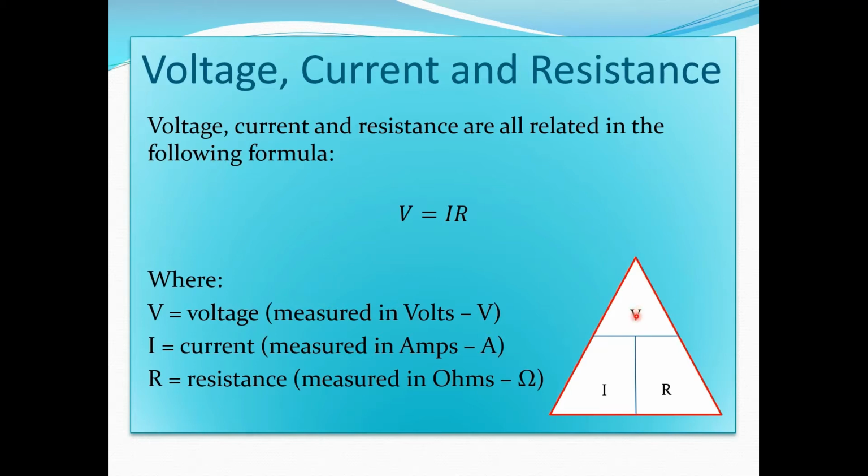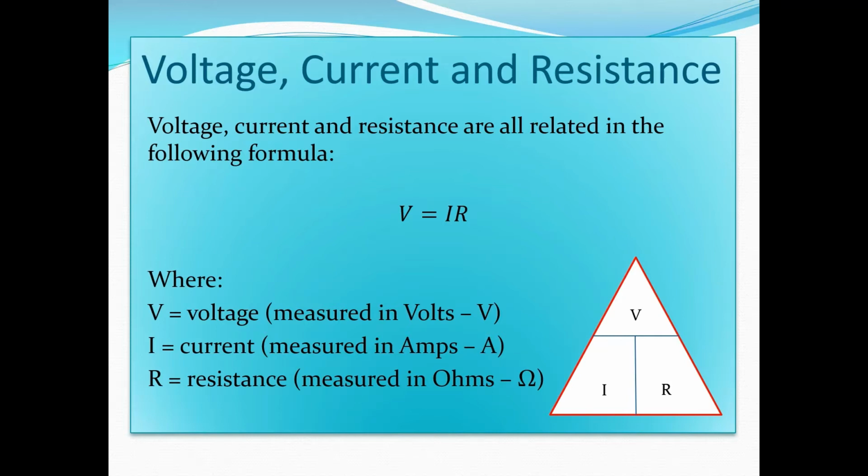So if I cover up the V here, that leaves me with I next to R, so I times R, like I have in my equation, V equals IR. Now say I want to work out the current, I'm going to cover up I. That leaves me with V over R, which is voltage divided by resistance. And then if I want to work out resistance, I cover up my R. That leaves me with voltage divided by current.